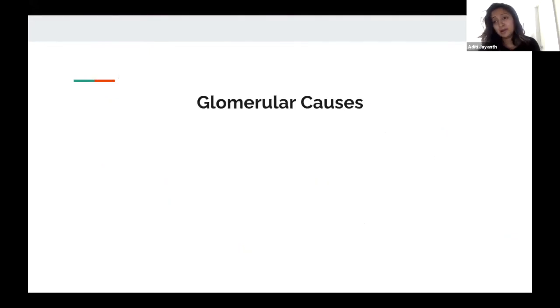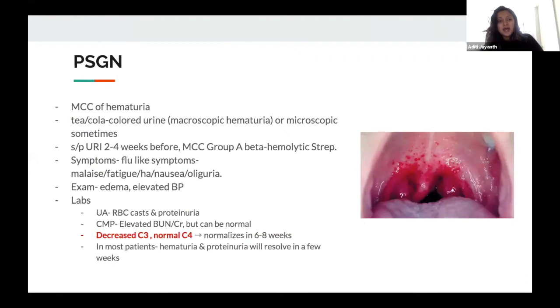So let's talk about a couple of glomerular causes. So post-strep. PSGN is probably one of the things that's in the forefront of our minds. I think it's also fairly well tested, both on the PEM boards as well as I would assume the ER boards. So it's one of the most common causes of hematuria. Usually you'll get your classic tea, cola-colored urine. You can also get microscopic hematuria sometimes, but you'll get it in the setting of some protein, which should tip you off that, hey, maybe there's something a little bit more going on.